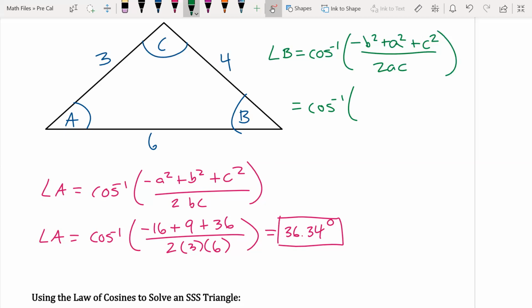All right, so here, negative b squared, so negative 9 plus 16 plus 36 over 2 times 4 times 6. All right. So negative 9 plus 16 plus 36 over 2 times 4 times 6. And we get that angle B is 26.38 degrees.